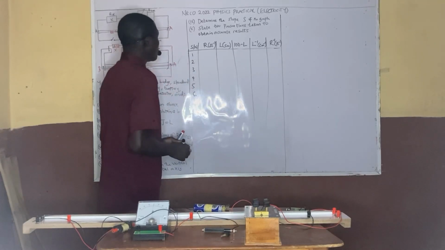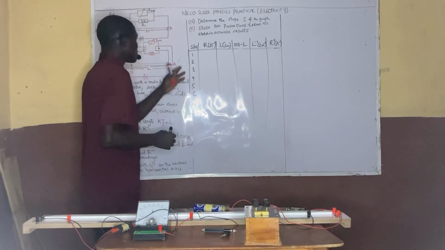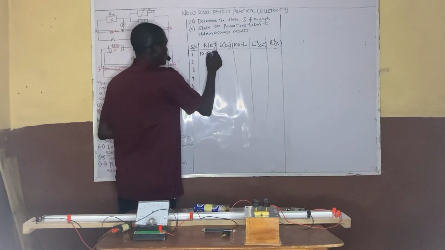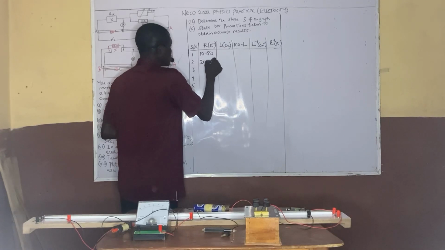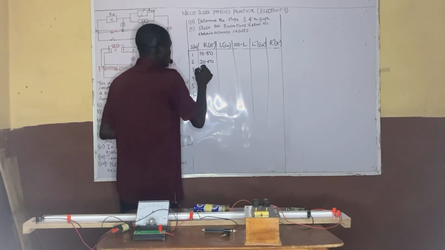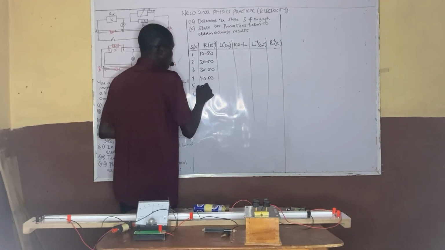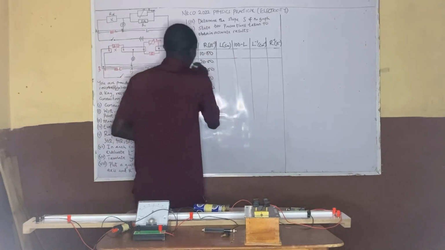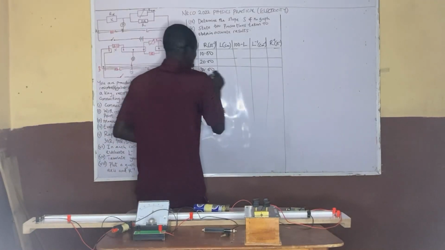Now, how do we go about this? We have to set the first one, which is the 10 ohm resistor. The second one is the 20 ohm resistor. The third one is the 30 ohm resistor. The fourth one is the 40 ohm resistor. The fifth one is the 50 ohm resistor. The last one is the 60 ohm resistor. Let's demarcate them for easy identification.